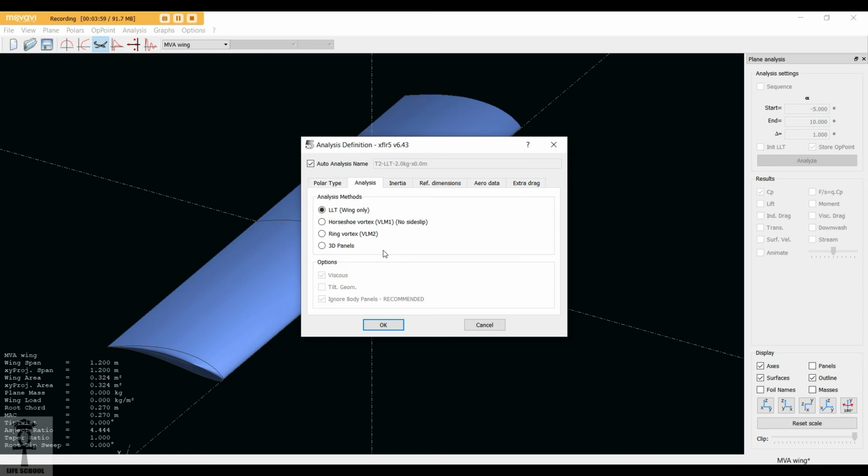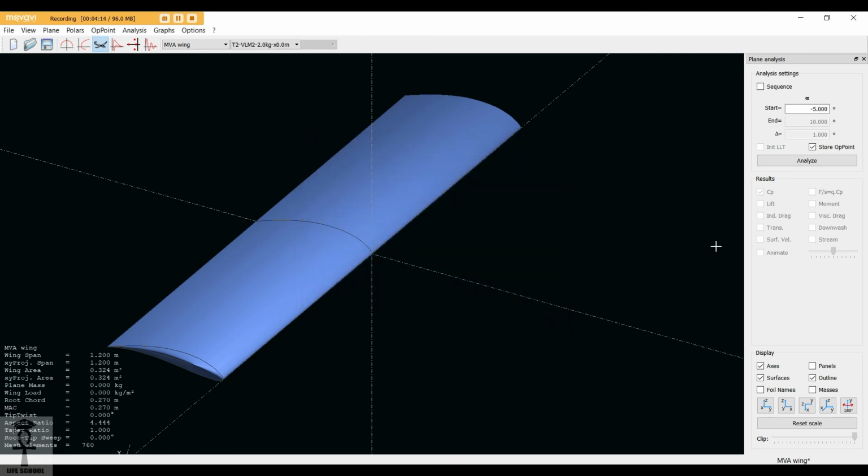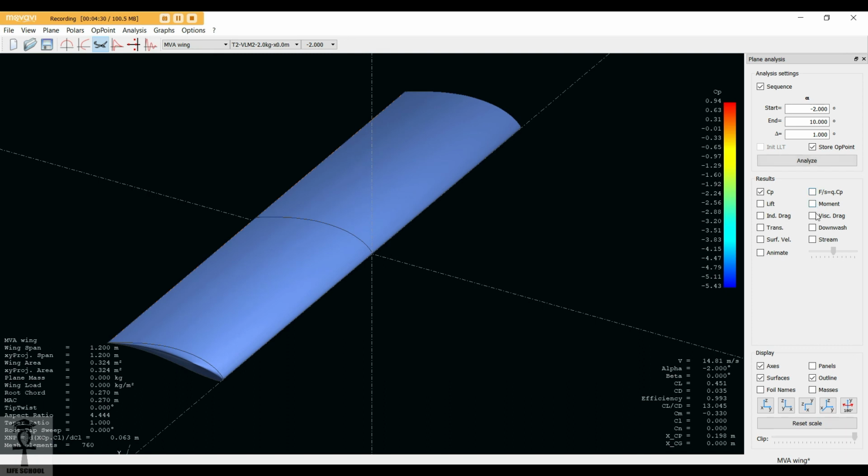Now the analysis type is mostly ring vortex type we are doing because it is a more realistic condition for subsonic planes. Then inertia we are going to define as 2 kgs. So we have defined it as 2 kgs and we are doing the analysis. Now we need to do an analysis in sequence with an angle of attack variation from -2 to 10 degrees. And with this we are going to start the analysis and we have the results.